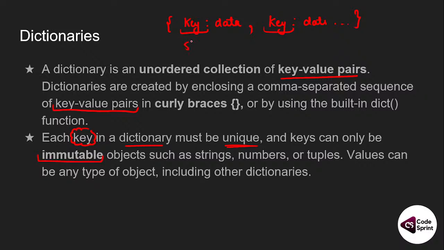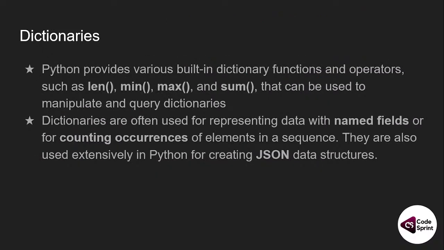Like if I assign the key 5 to this 6, then I can't change the key of the 6. Like, can I make it 7? No, I can't. And afterwards, these are the built-in functions, len, min, max, sum. These are the built-in functions which you can use on the dictionary.